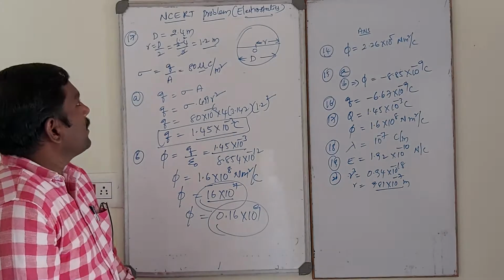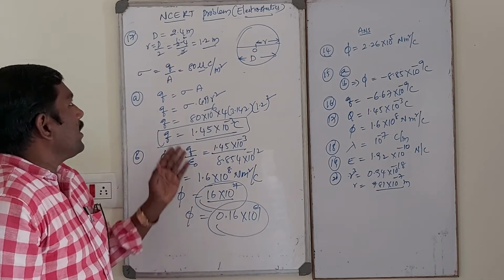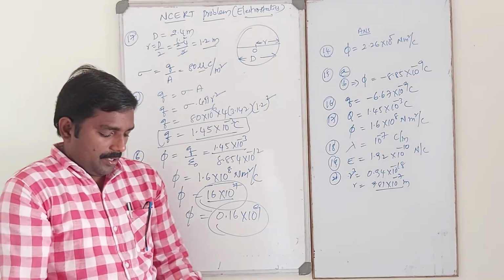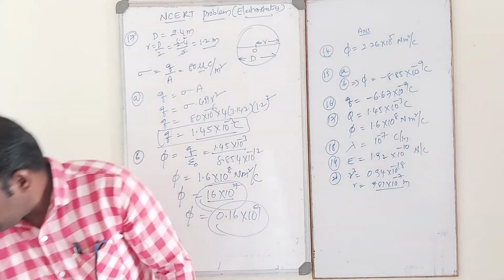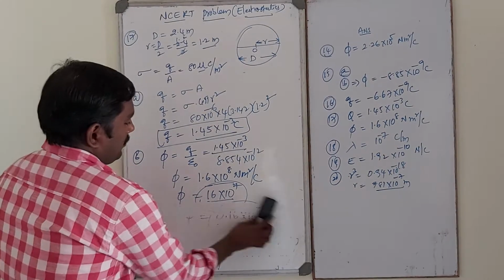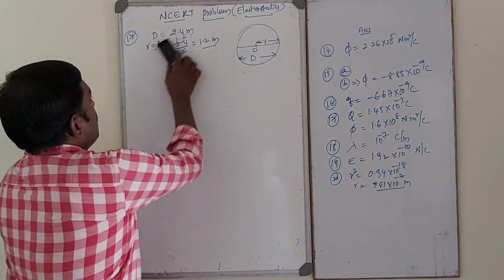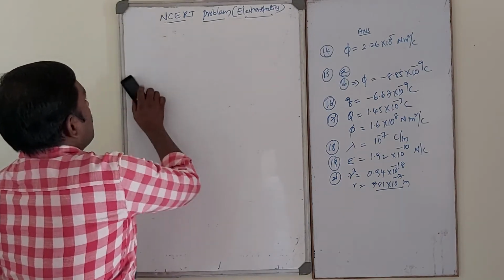Okay students, that is the 17 A and B. Next one is 18. 18th problem.